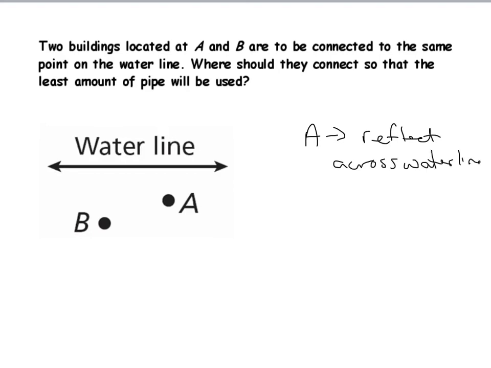And we know how to do that. Okay? We're going to make a perpendicular line, and then we're going to redraw A prime, same distance. Then the connection will actually be where this intersects the line. So we're going to take our ruler and draw from here to here and figure out that this will be the best place to connect to the water line to make sure that we have the least amount of pipe possible.